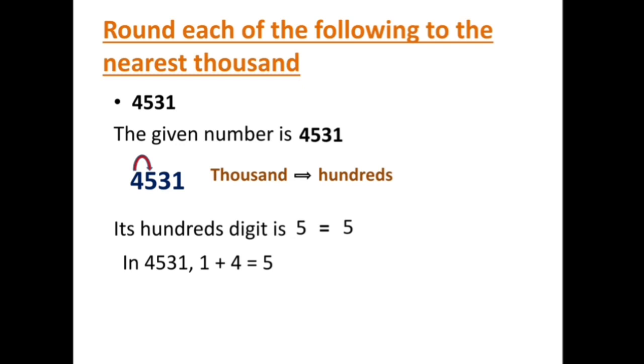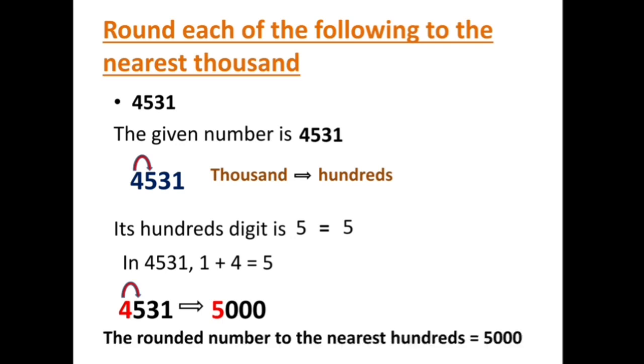In 4531, 1 is added to 4 because 5 is equal to 5. The hundreds place is equal to 5, so we are adding 1. So 1 plus 4 equals 5. So 4531 will become 5000. The rounded number to the nearest thousand is 5000.